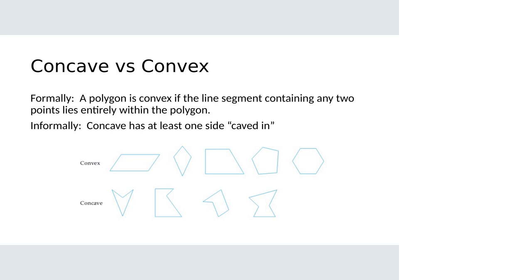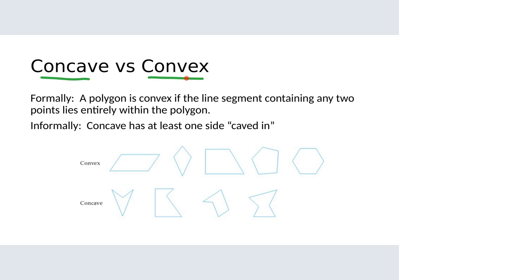A couple of other words related to polygons are concave and convex. And we want to make sure we know the difference between those. We're going to talk about this two different ways. We're going to talk about the formal definition, and then we're going to do a more informal way that most people tend to remember pretty well.